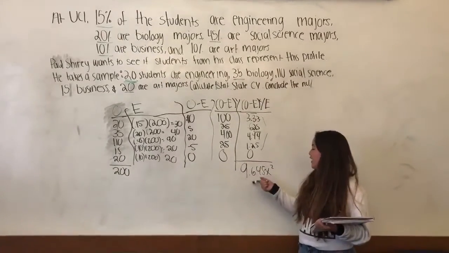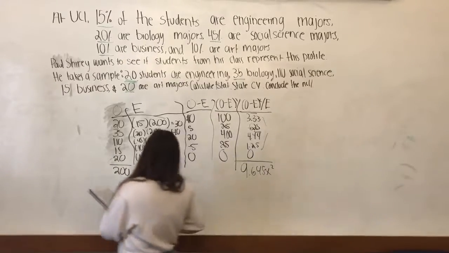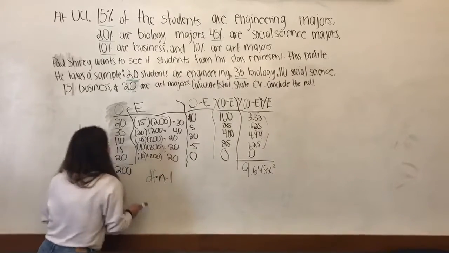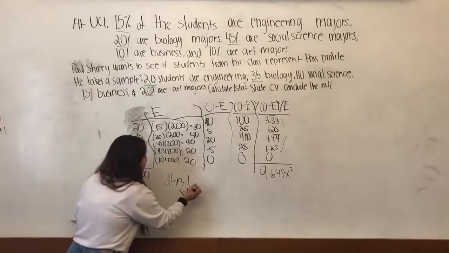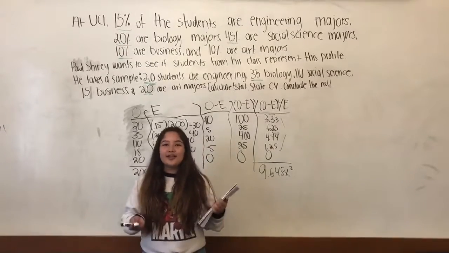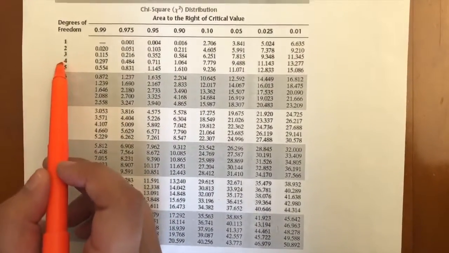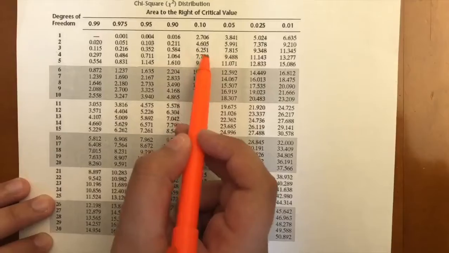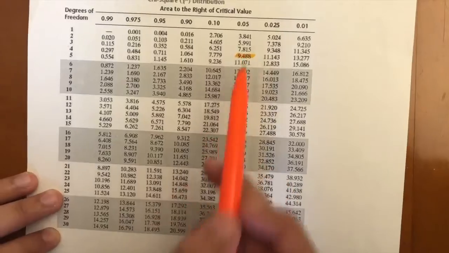After getting the x squared, we're going to find the degrees of freedom in order to find the critical value. The calculation for the degrees of freedom is n minus 1, and there are 5 numbers, so 5 minus 1 would be 4. After we get the degrees of freedom, we're going to look at a chi-square table to find the critical value. We got the degrees of freedom of 4, and we're going to assume the alpha level is 0.05. We just follow along the lines, and the number will be 9.488. So that will be our critical value.